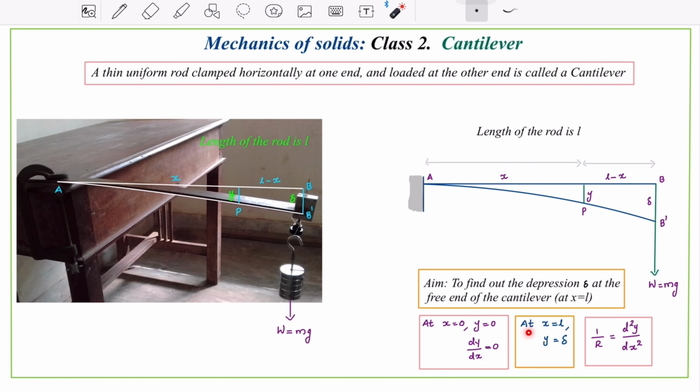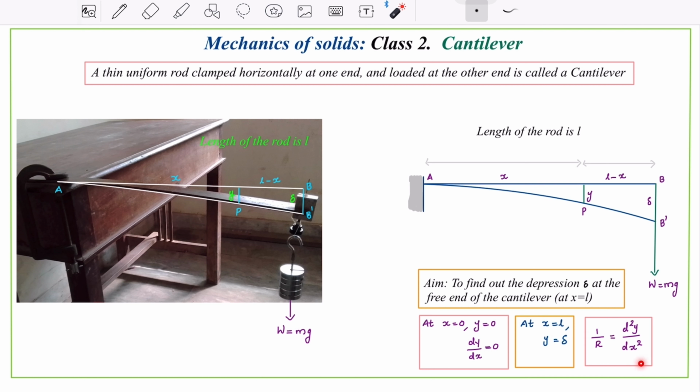Now x equal to L means it is the free end, or the loaded end, of the cantilever where the depression is maximum. We have represented the depression by y. Now what is the depression at the free end? At the free end, x equal to L, the depression is given by delta. So we can say that the depression at the free end is y equal to delta.